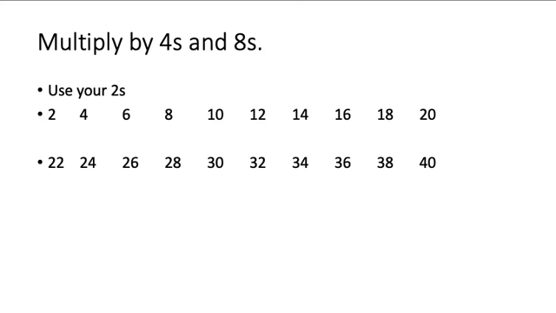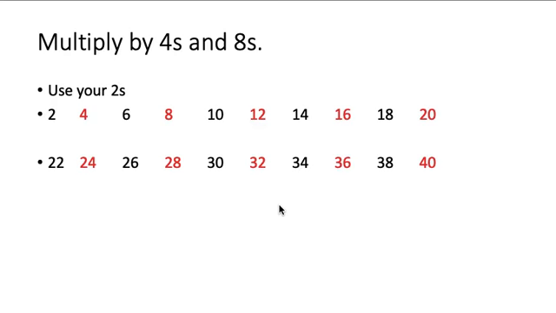We know when we skip count by twos, it's 2, 4, 6, 8, 10, 12, 14, 16, 18, 20, all the way up to 40, and we could even keep going past that. Now, if I look at those twos, I'm going to look at the 4s. If I skip count by 4, it's 4, 8, 12, 16, 20, 24, 28, 32, 36, 40.